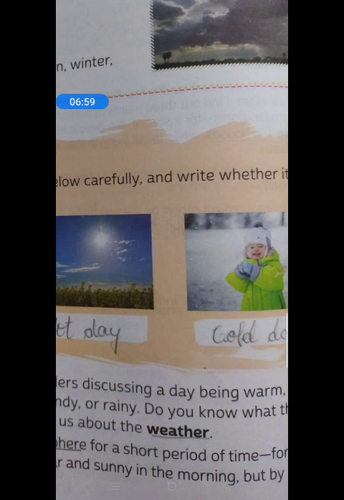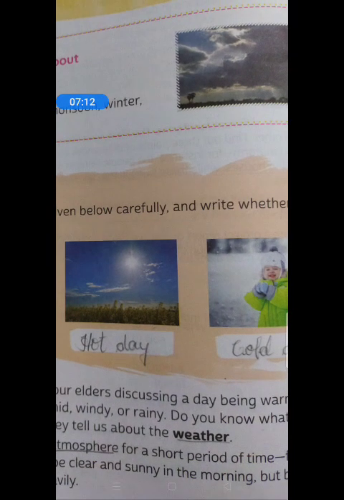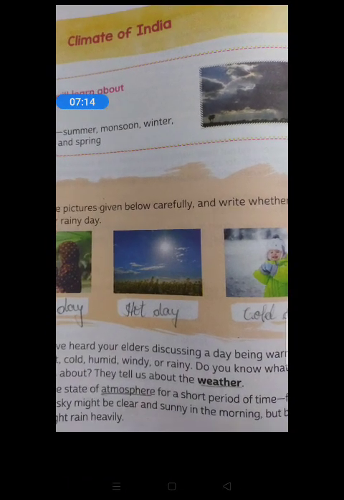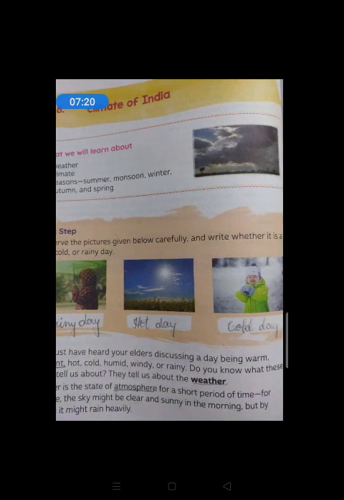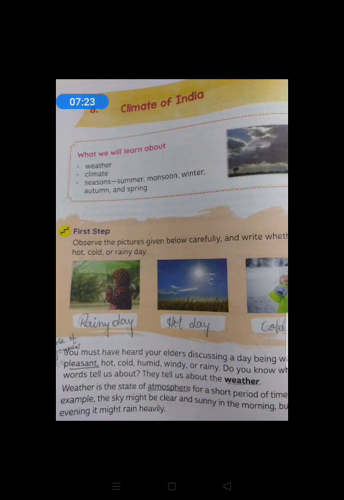The word we saw in the first line, whether, means having a choice, and this weather is completely different. It is about the state of atmosphere. How the atmosphere was on that day, that is what it is. And let us now define weather again. Weather is the state of atmosphere for a short period of time. For a short period of time.